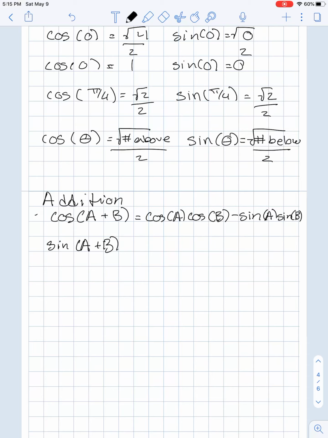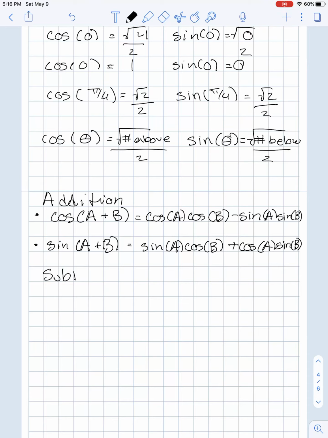Now, sine of A plus B is going to look similar, but not too similar. We're going to do sine of A, cosine of B, plus this time, cosine of A, sine of B. Well, these are addition ones. There have to be subtraction ones, right?